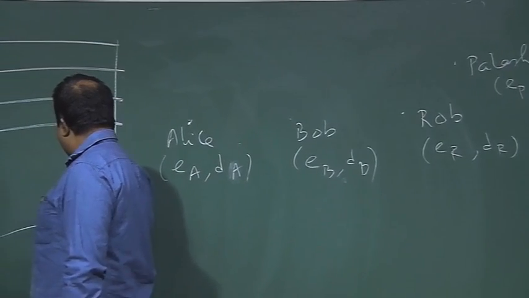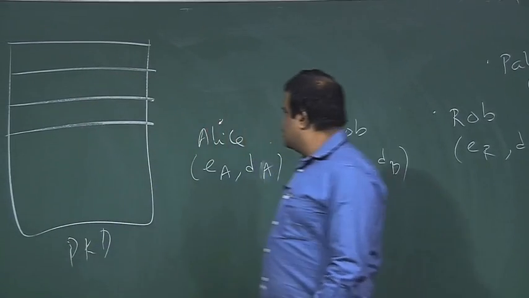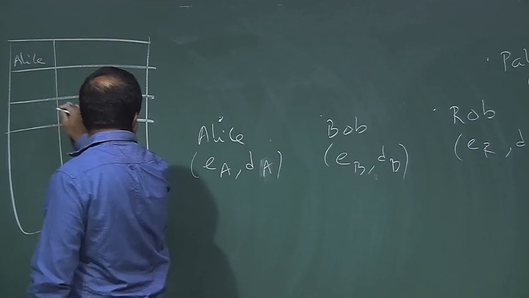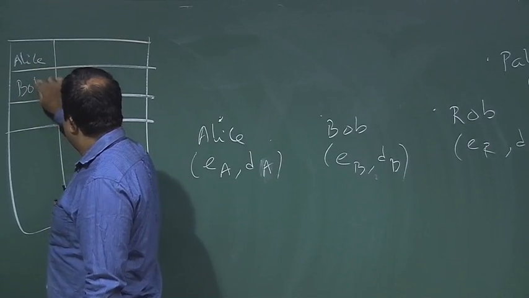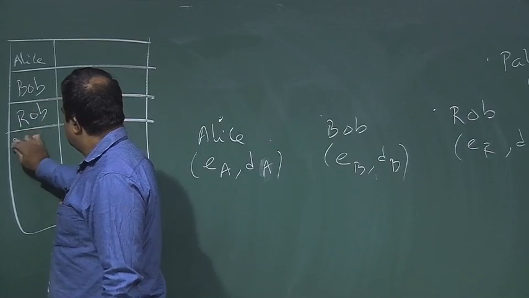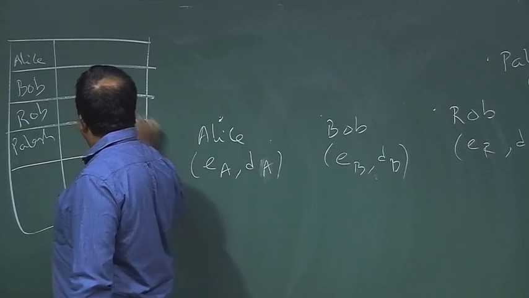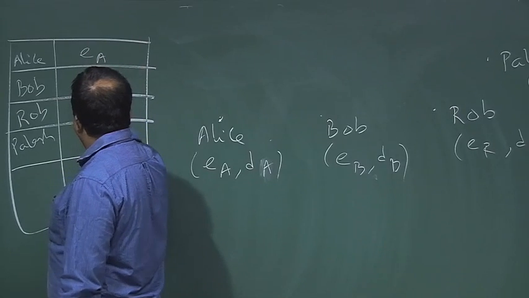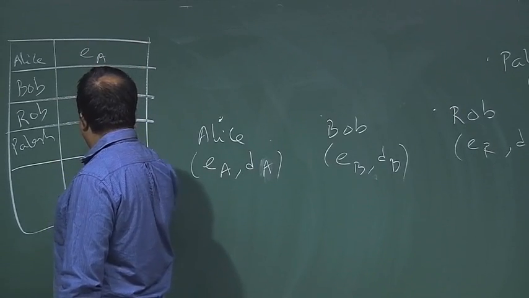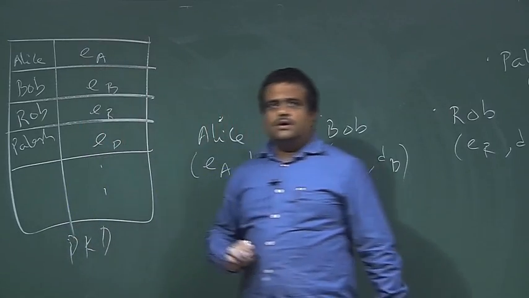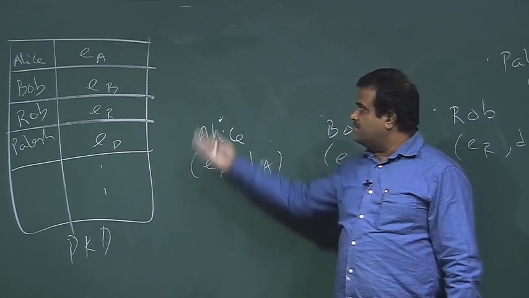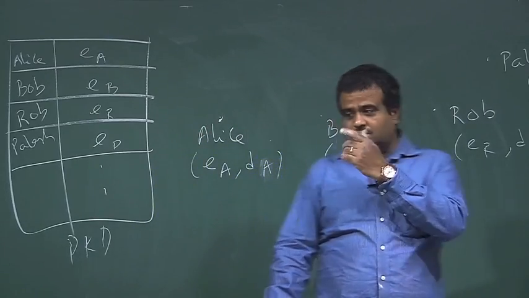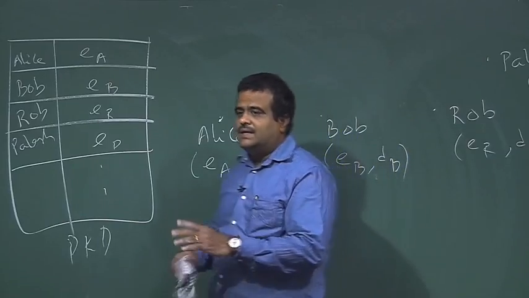which is a public key directory, PKD, which is storing the public key of Alice, Bob, Rob. So it's a long message, a long string: EB, ER, EP, and so on. Usually in public key setup, this public key directory has to be maintained, and there are many issues, like this should be publicly available.